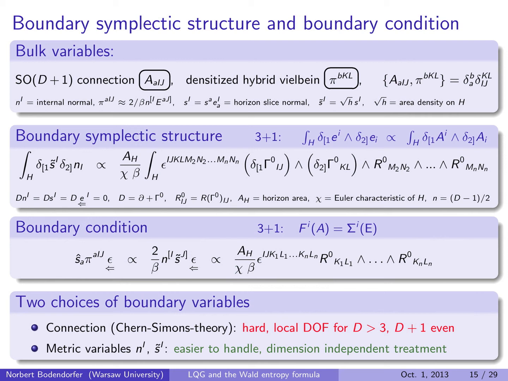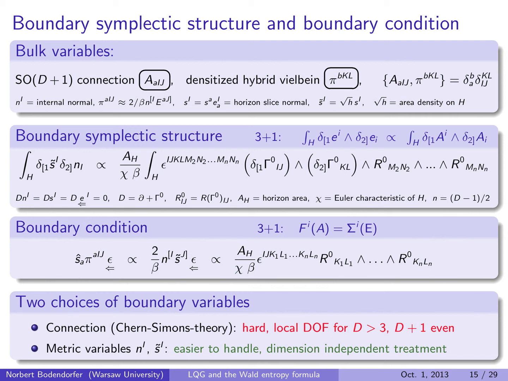Now, something very similar is happening also in higher dimensions. So in the first step of the calculation, you get that the symplectic structure is an integral over h of delta 1 s twiddle times delta 2n. So the conjugate variables are the normal n and the densitized normal s twiddle.